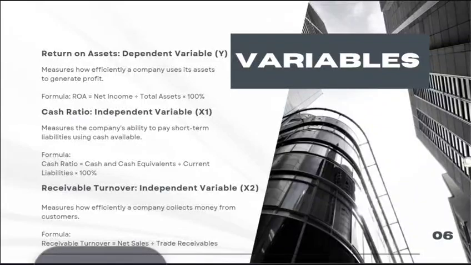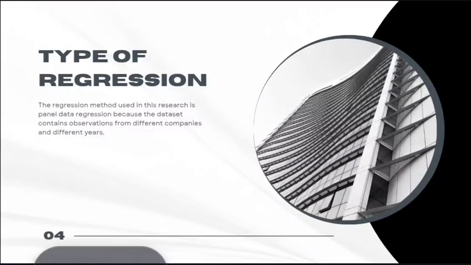Slide 5, the next one. Because my data set combines both cross-sectional data from 10 different companies and time series data from 4 different years, the appropriate method is panel data regression. This approach lets me capture patterns across companies and across time simultaneously, which a simple linear regression couldn't do.